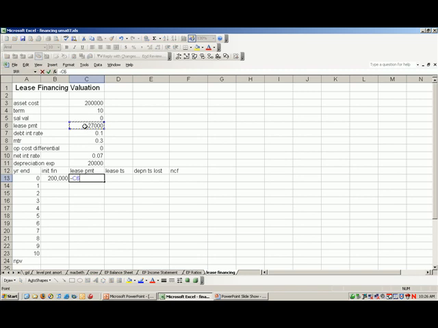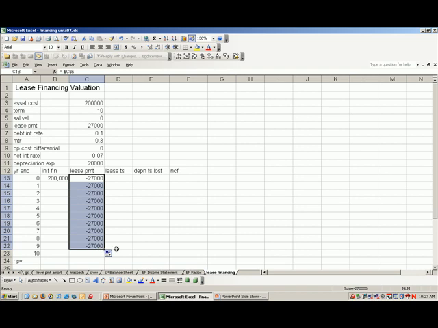So I'm going to highlight cell C6 where we have our lease payment, put a negative sign in front of it, lock the cell reference by hitting F4, and then we can copy the formula down. So we have 10 lease payments of $27,000, and these lease payments occur at year end 0, which is the same as beginning of year 1, through year end 9, which is the same as the beginning of year 10.